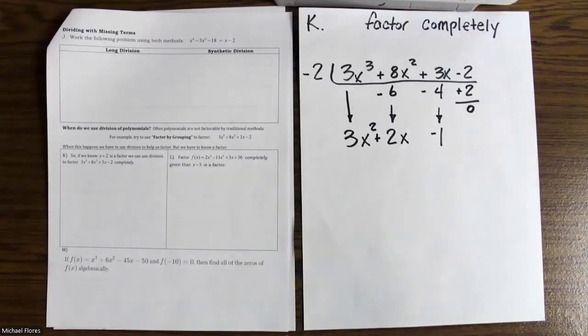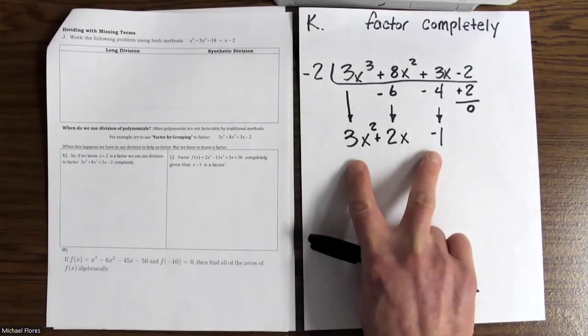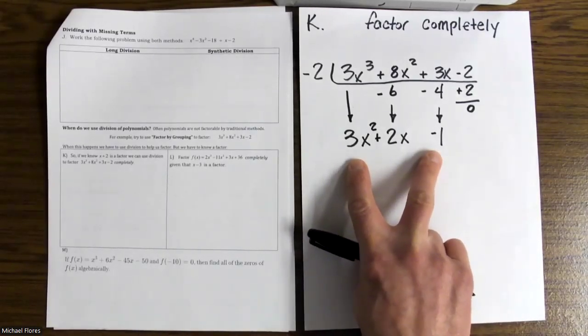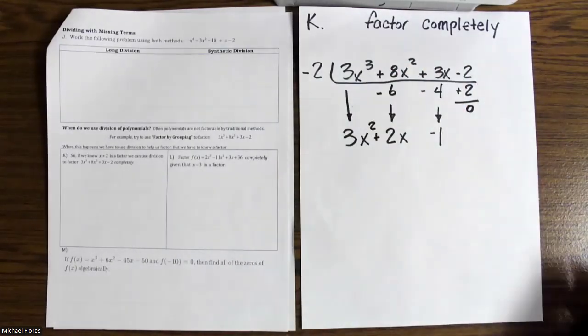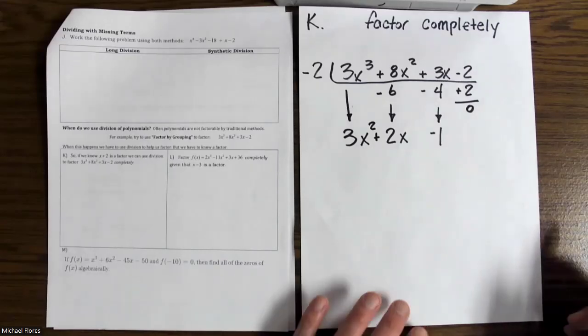Now, here's what we can also do. This tells us to factor completely. So once you have your results, yeah, that's our answer. That's our quotient. But if it wants us to factor completely, that means we can do some more work. We're going to have to factor this.